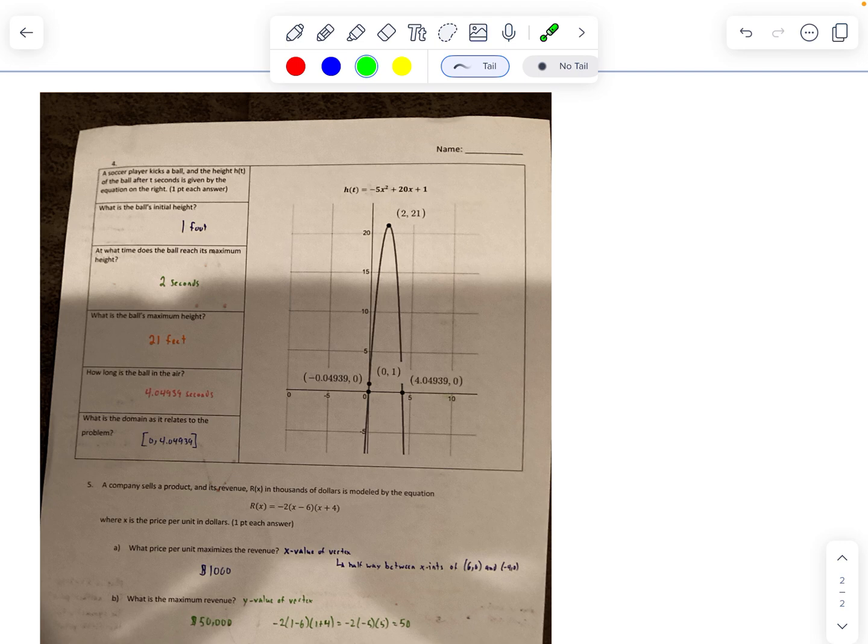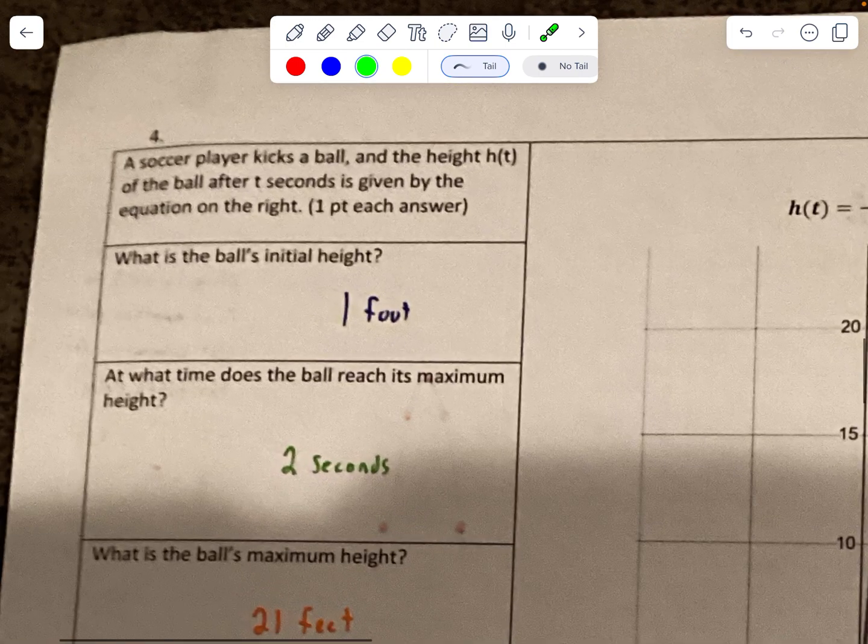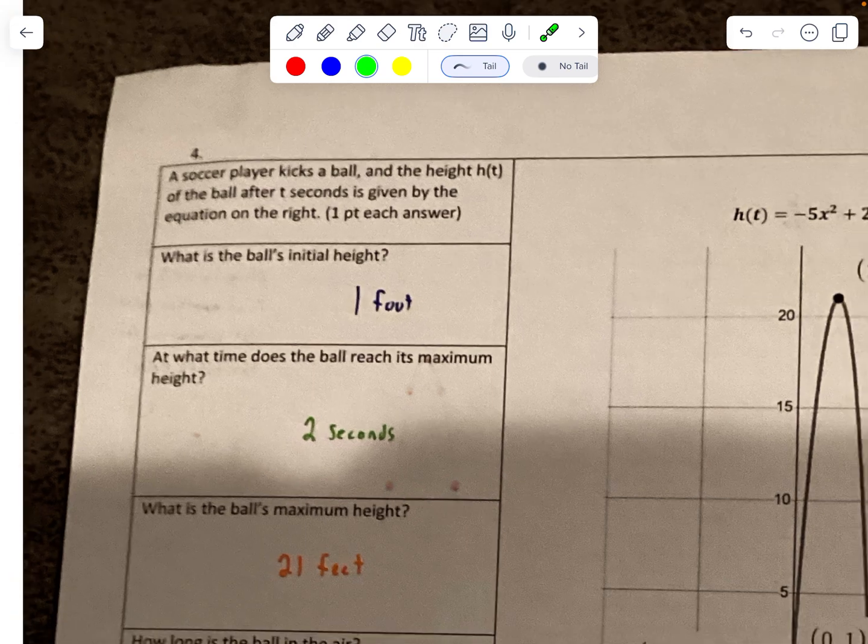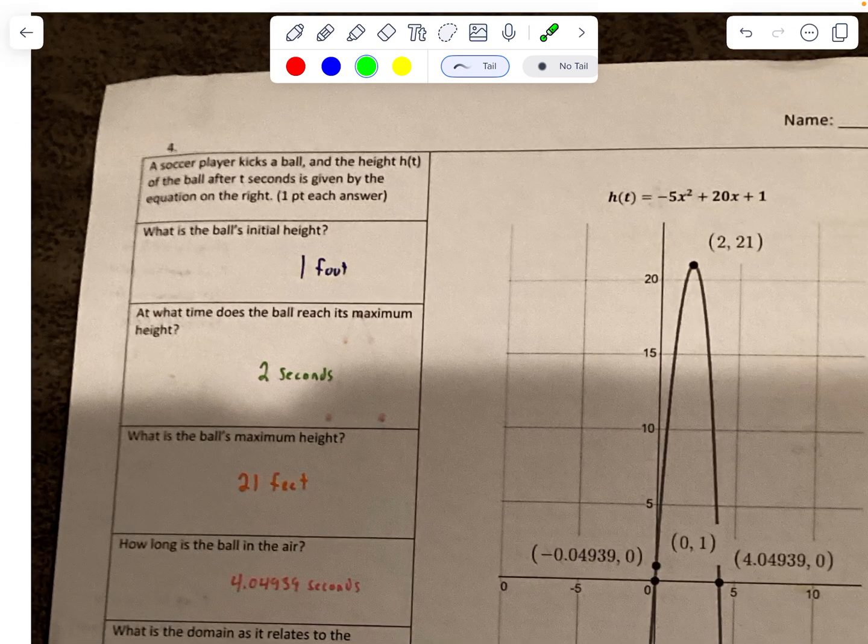Okay, on to page 2, the word problems. Now, all the same information is important in these graphs, and we just need to understand what the question's asking. So this is a soccer player kicks a ball, and the height, I should say in feet, of the ball after t seconds is given by the equation on the right. So here's our function right here.